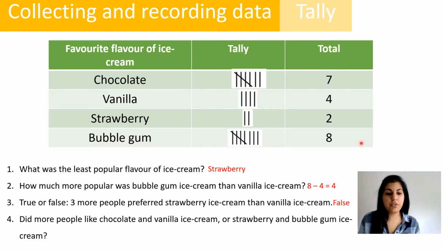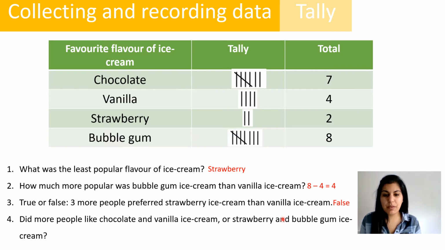And my last question. Did more people like chocolate and vanilla ice cream or strawberry and bubblegum? How would I work this out? I need to compare chocolate and vanilla compared to strawberry and bubblegum. So let's have a look. How many people liked chocolate and vanilla ice cream? I would need to do an addition. 7 plus 4 is 11. So 11 people liked chocolate and vanilla ice cream.